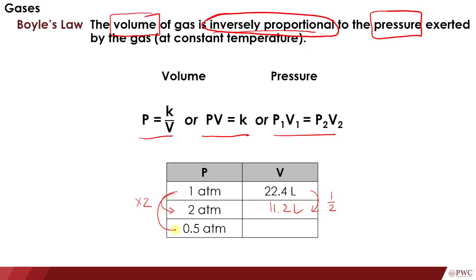Next, from 1 atmosphere to 0.5 atmosphere. So here we have decreased our pressure by 1/2. What do you think will happen to the volume? The inverse of 1/2 is 2. So here the volume will increase by a factor of 2. This will become 44.8 liters. Okay, again, that's what we mean by their relationship with each other.